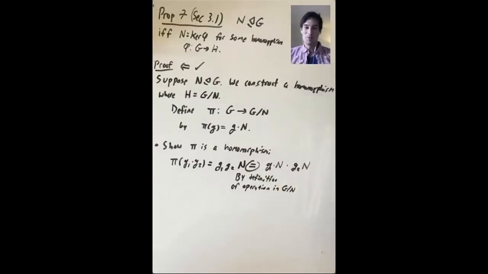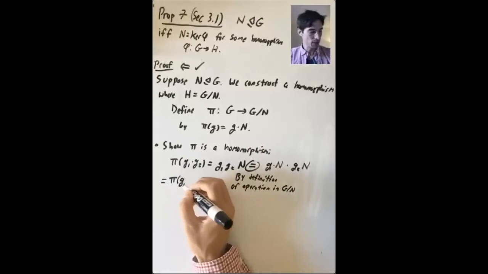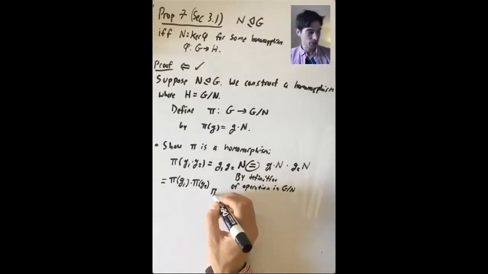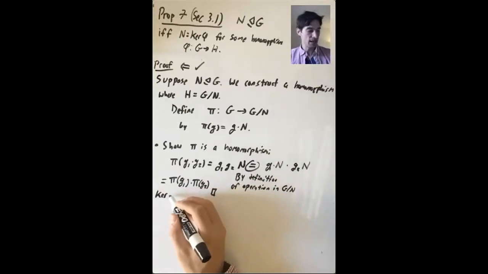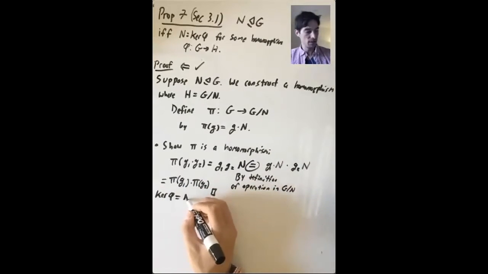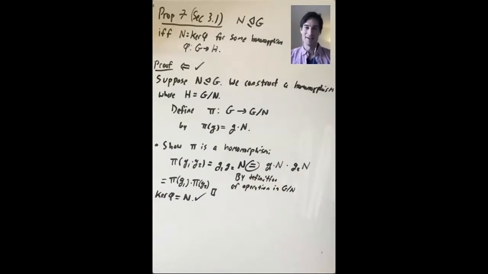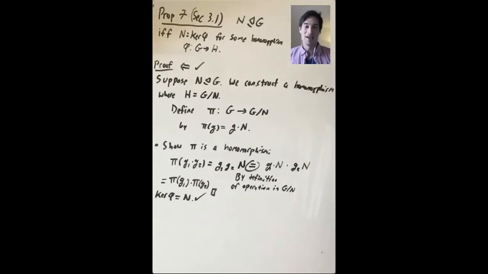So this is just because we know that the right-hand side is a group with this operation. And now that is pi g1 times pi g2. And we're done with the proof that pi is a homomorphism. And then we already said that once you know it's a homomorphism, it is clear that the kernel is equal to N. So that's the end of the proof that the normal subgroups are exactly the ones that come from the kernel of a homomorphism.